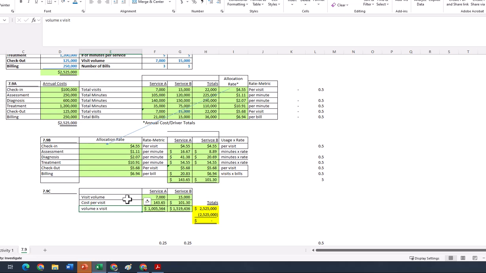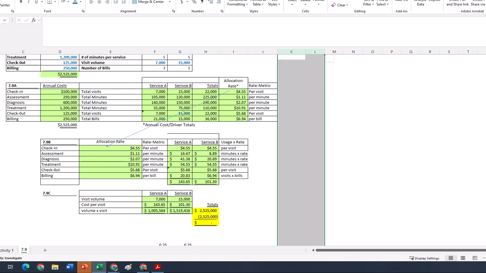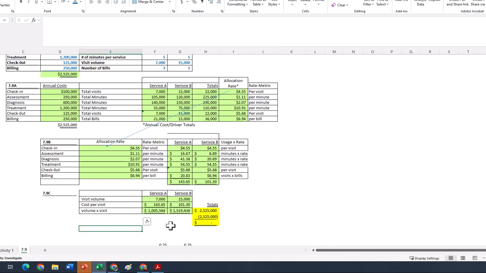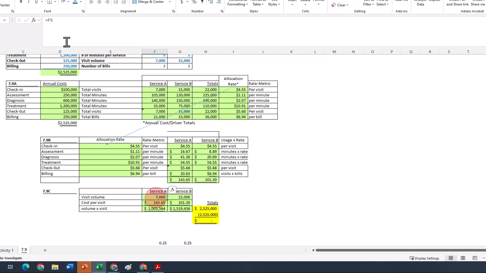Obviously I didn't update this, but it shows you at least how easy Excel works. I'm going to just say I did it on purpose, which is not true, but let's just say I did it on purpose to demonstrate how easy Excel is. So I have my volume, service A and service B.